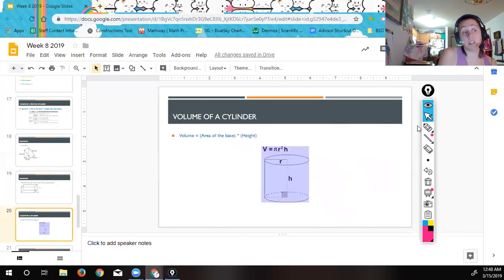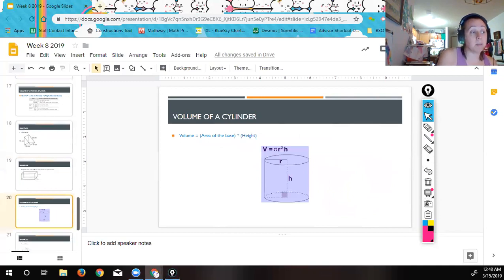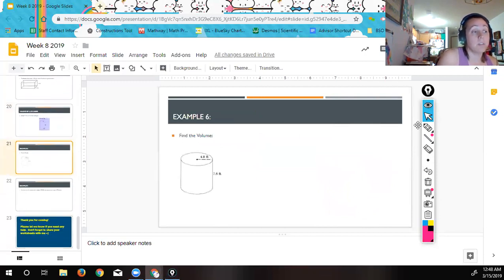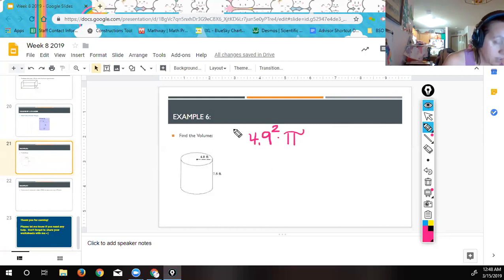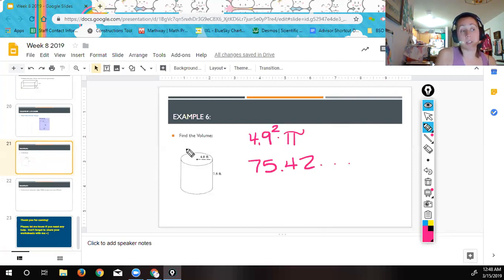Okay, now volume of a cylinder, I'm going to find the area of the base and multiply by the height. So the area of my base here, my base is definitely the circle, so I'm going to go 4.9, that's radius squared times pi. So 4.9 squared times pi. You're already going to get a decimal here, so it's fine if you multiply by pi. And you get like 75.42, blah, blah, blah. So that's the area of the base.